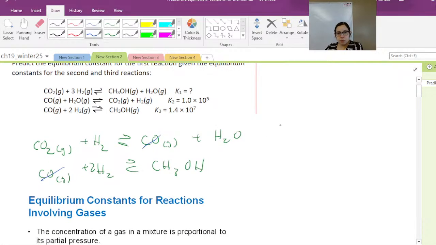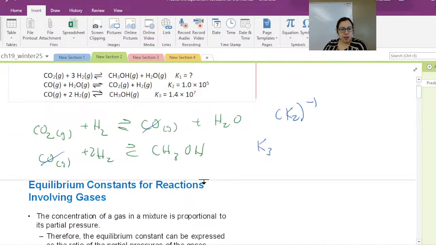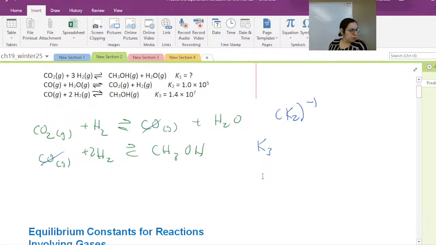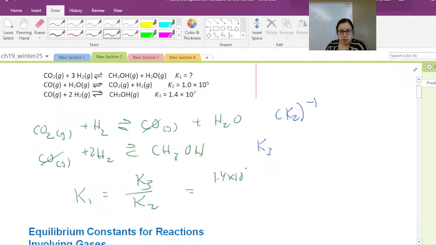So you said this means that this is K2 inverse, or K2 to the -1. This is still K3. And what was the last bit you mentioned? You just add them together, right? Yeah, so they would be additive, or such that we multiply them together. So then K1 is just equal to K3 over K2 at this point.